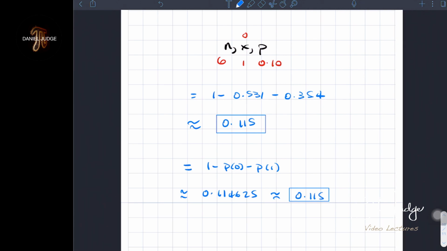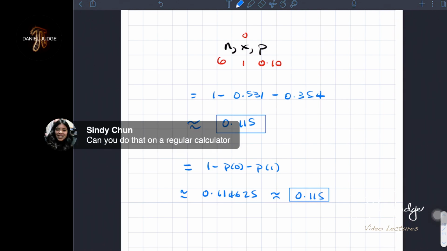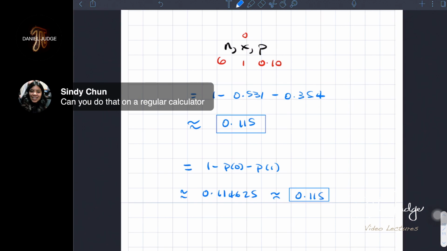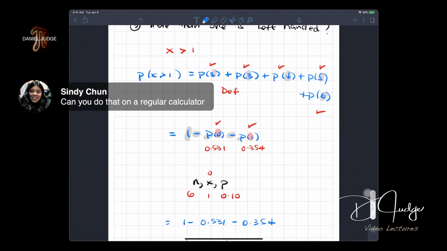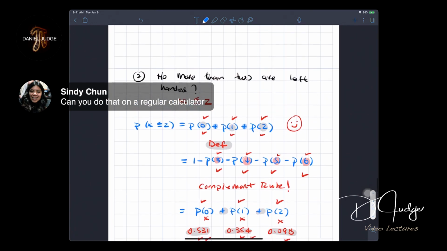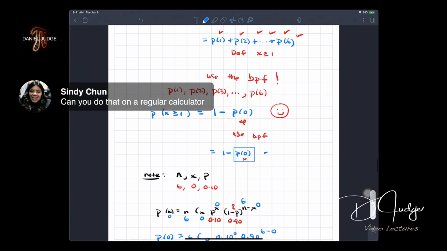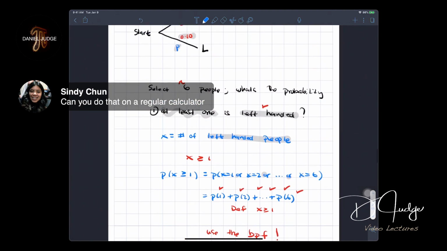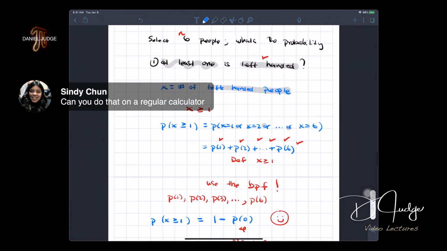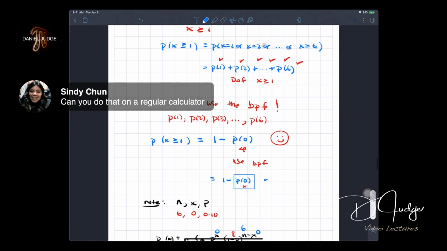So this is how we could get this using the TI. Now we have Cindy saying, can we do that with a regular calculator? Well, the answer to that question, Cindy, is we actually did already. We got P of 0 and P of 1. So using the regular calculator, if you go back to the original questions of how we started this, we needed P of 0.